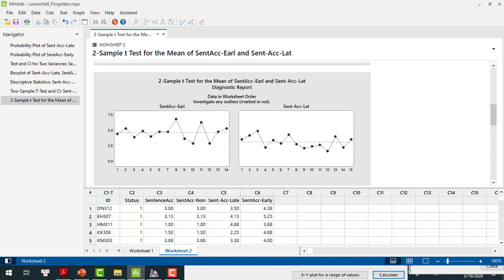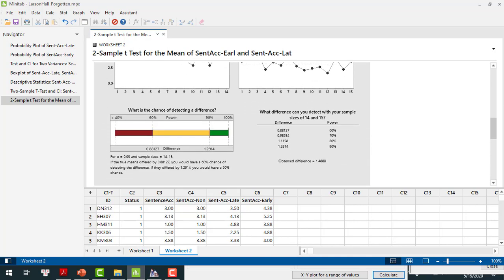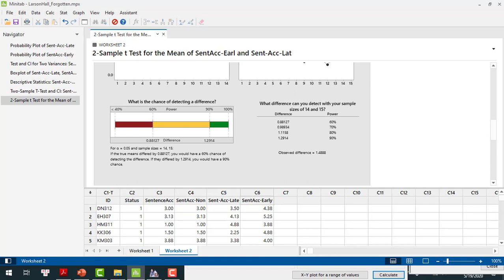Here we have this little chart we can ignore for the moment, but now we have a little information about power. This gives us power, but notice that it doesn't give us Cohen's d, and Cohen's d needs to be reported. Here it says that the observed difference was 1.4888. Now notice that here we have the little chart for the power, and we got 1.488.